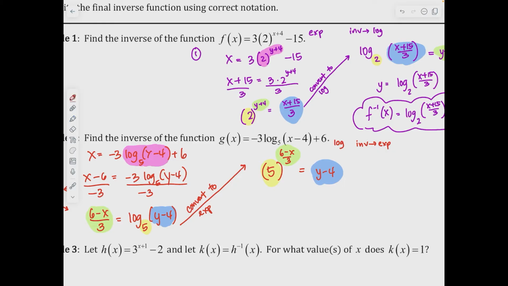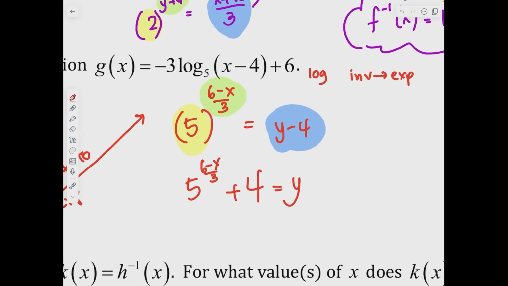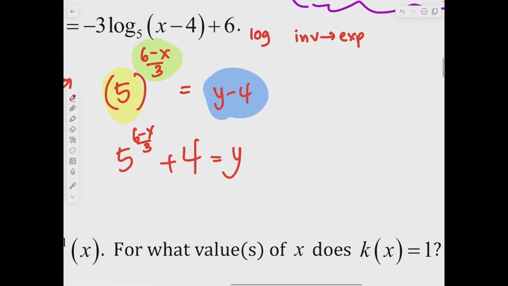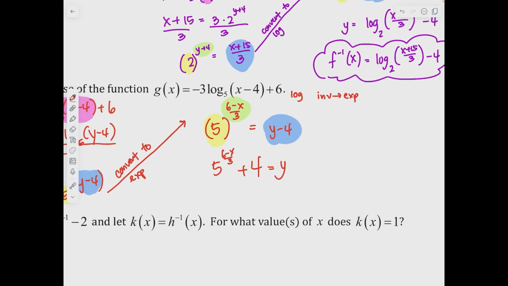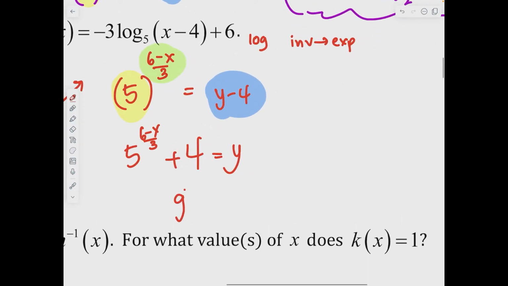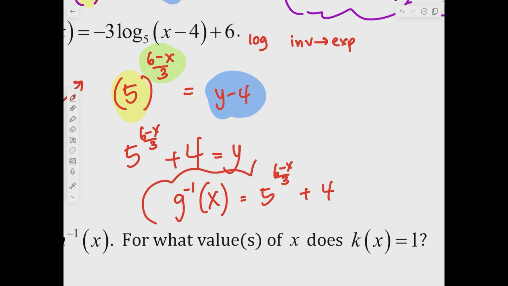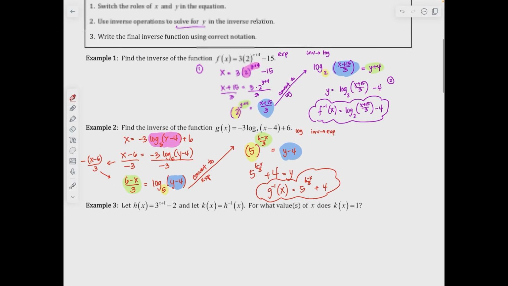So that would be my y minus 4. Okay, and so the last step to get the y by itself is just to add the 4 to the other side. So I have 5 to the 6 minus x over 3 power plus 4. Notice that I'm really trying to make sure you can tell the difference between exponent and constant that I'm being added to. So therefore, is this g? Okay, so this is g of x. So using the correct notation, g inverse is 5 to the 6 minus x over 3 power plus 4. And this would be my inverse function.